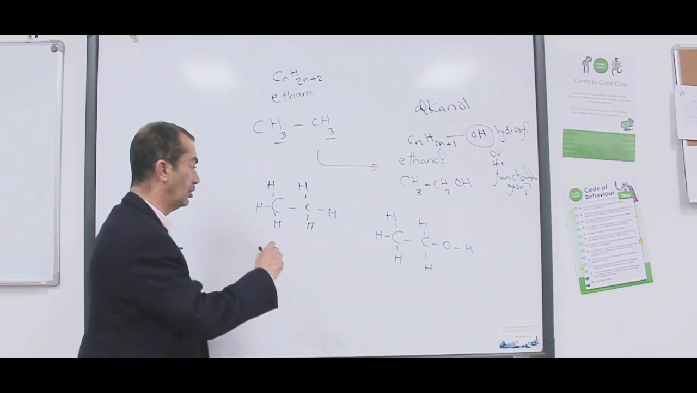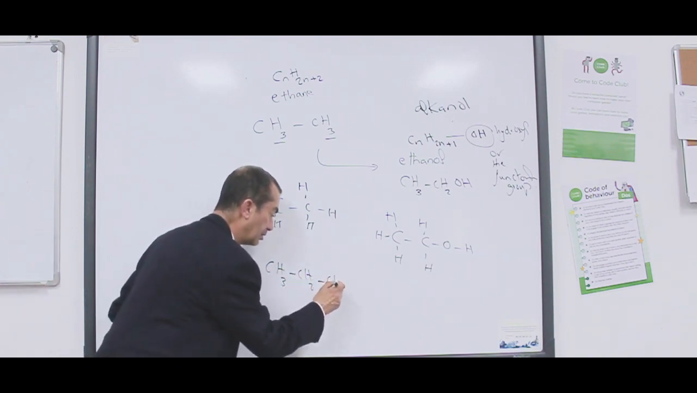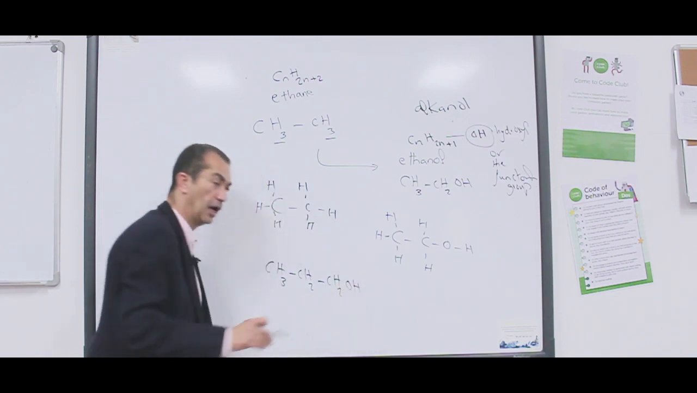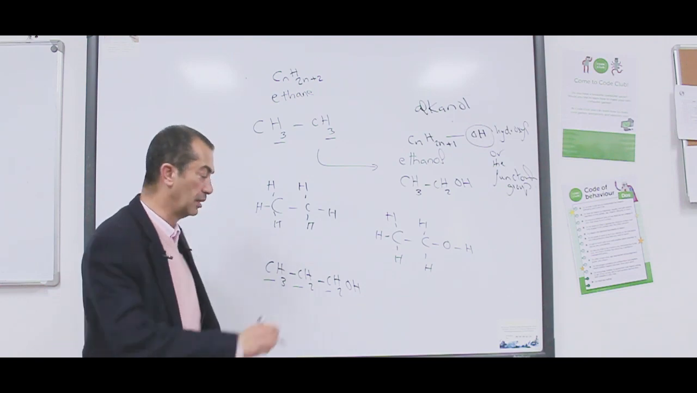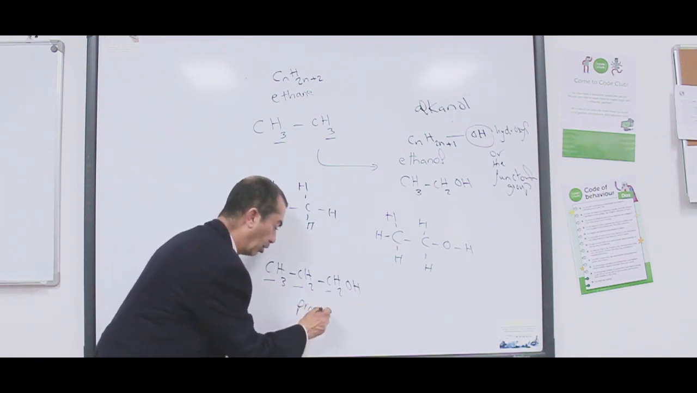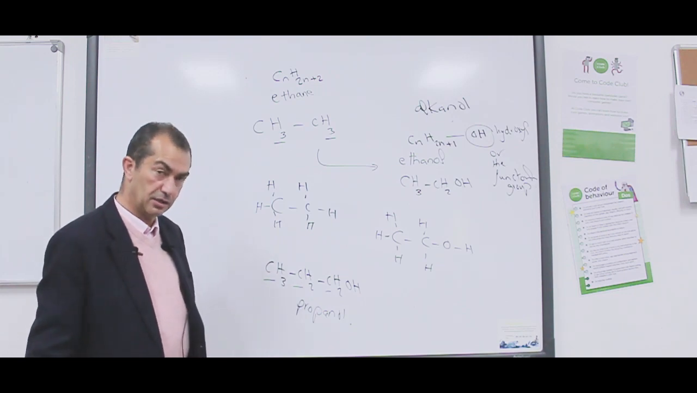Who can tell me, who is this? I'm going to count the carbons. There are 3 carbons. So this is propanol, the third member of the homologous series.